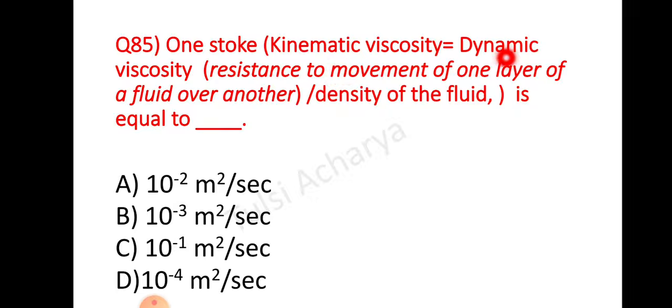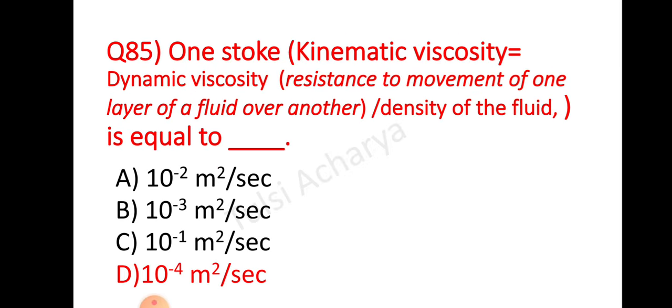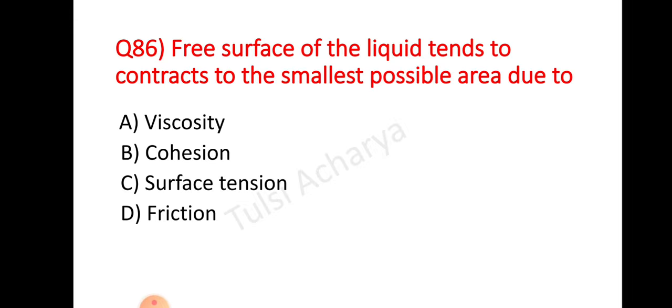Kinematic viscosity is dynamic viscosity, which is the resistance to movement of one layer of fluid over another layer of fluid, divided by the density of the fluid, and 1 stokes is exactly equal to 10 to the power minus 4 meter square per second. Now let's move to question number 86.